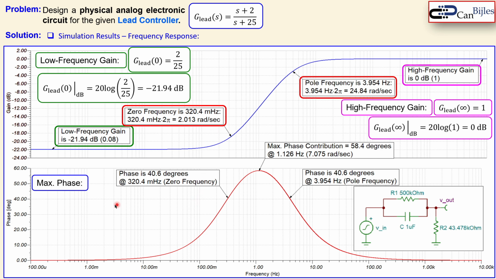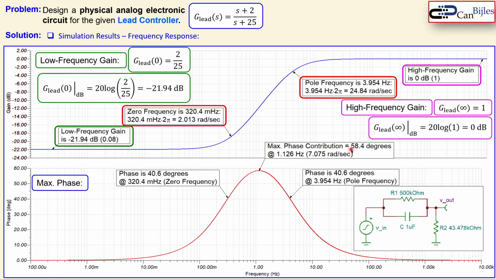Let's also look at the phase plot of this Bode diagram, because you see the gain and the frequency here, which was already discussed in great detail. But there's also a phase plot as a function of the frequency. The phase goes from almost zero, then goes up, reaches some maximum value and then goes down. You see the maximum value here. The maximum phase contribution happens at approximately 1.126 hertz, which is approximately 7.075 radians per second, and you get a maximum phase of 58.4 degrees.